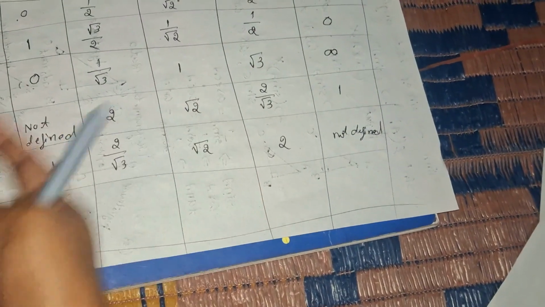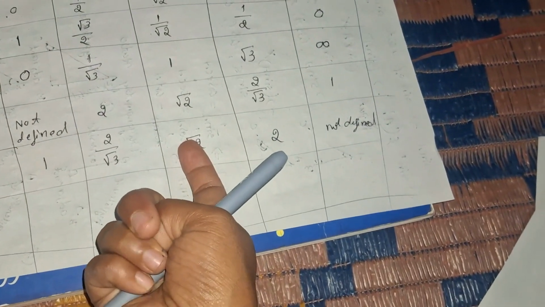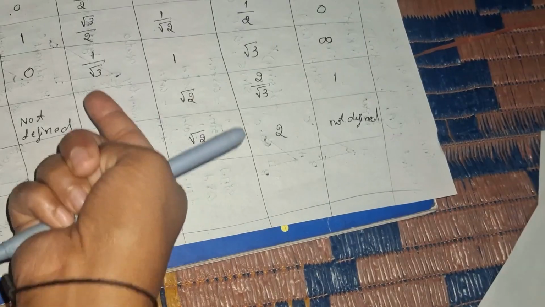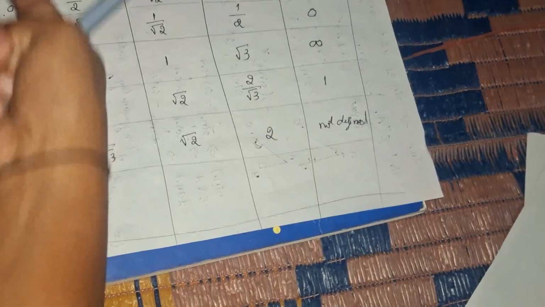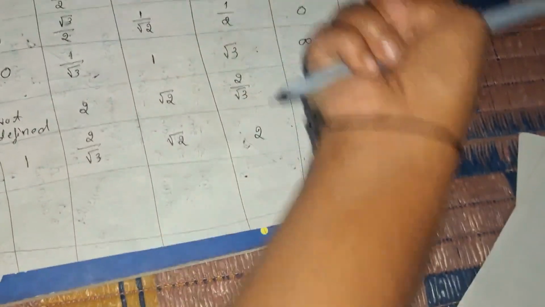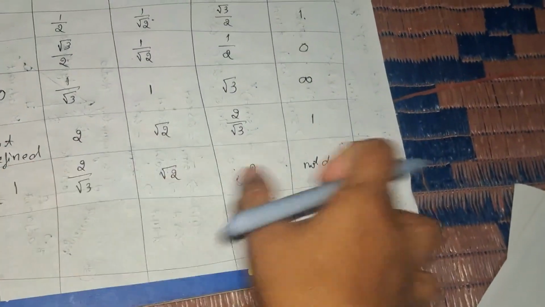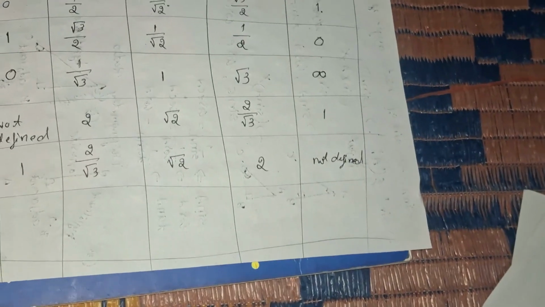Secant 45 is root 2. Cosecant 45 is root 2. Cosecant 30 is 2. Secant 60 is 2. Cosecant 0 is not defined. Secant 90 is not defined. Exactly the reverse form.